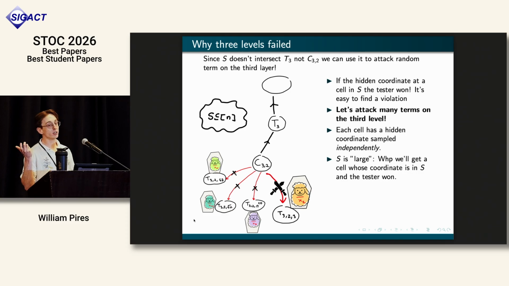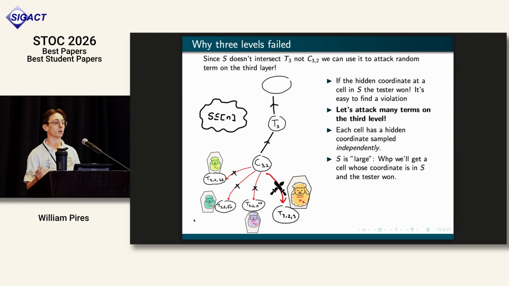And because for each of these terms we have a uniformly random anti-dictator, each time it attacks a term, there's a 1/S probability that this anti-dictator is in S. And if that happens, the tester is going to reject with high probability. So that's great, and that's kind of what we were stuck with.